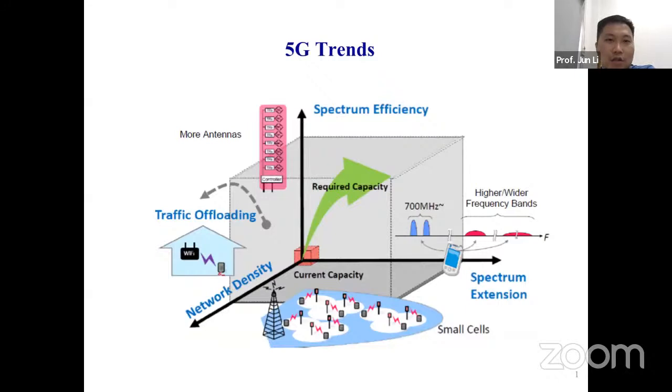Okay, due to the large number of mobile users, the system capacity requirement is nowadays very high, right? So we can see from this figure there are 3 dimensions: the first one is network density, the second one is spectral efficiency, and the third one is frequency band, right? So it is very hard to meet these huge requirements, and my work is only focusing on the spectral efficiency.